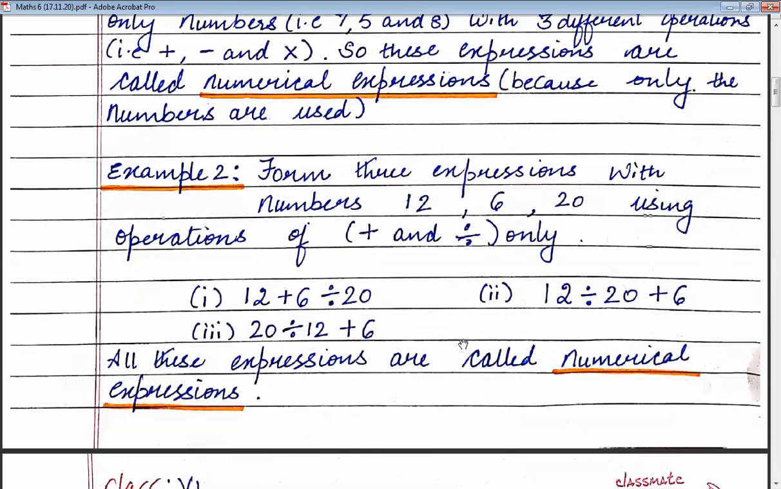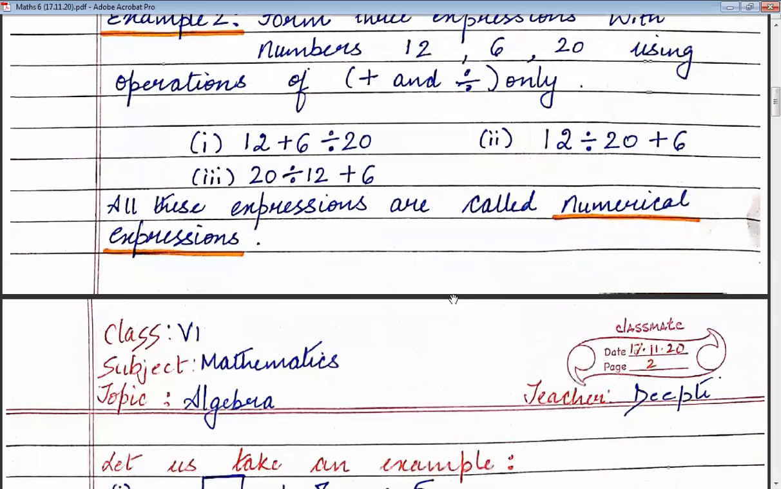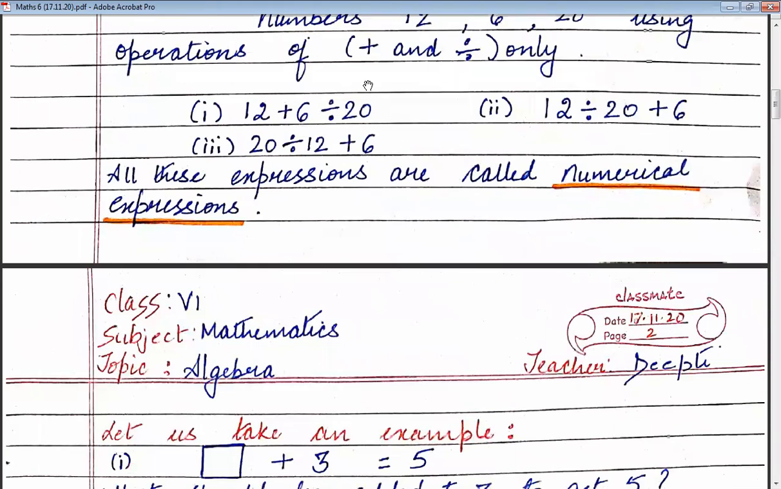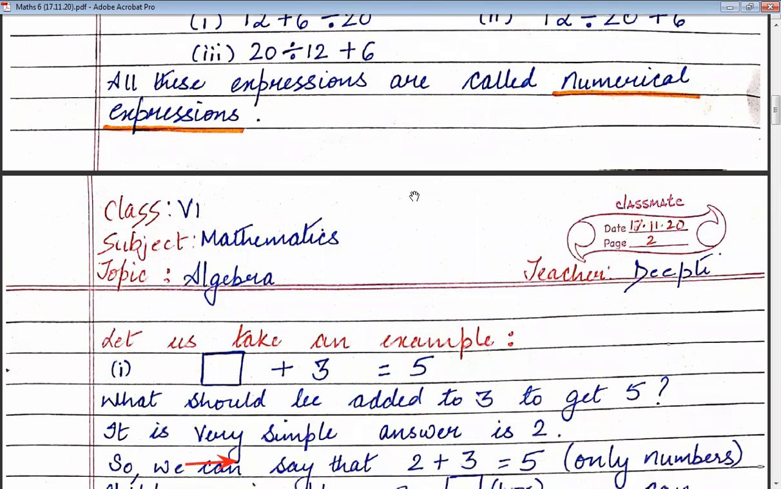Now let us take one more example. Children, this is a very easy example. I guess everyone knows this answer. What should come in this box so that our answer is 5? Now look carefully at this example. What should be in this box and added to 3 will give us 5? It's very simple. Your answer is 2 because 2 plus 3 is equal to 5.